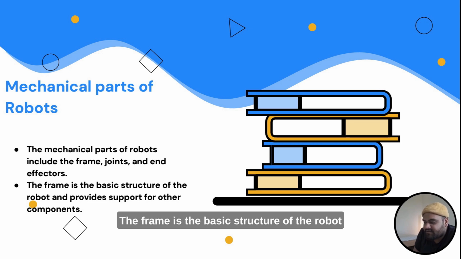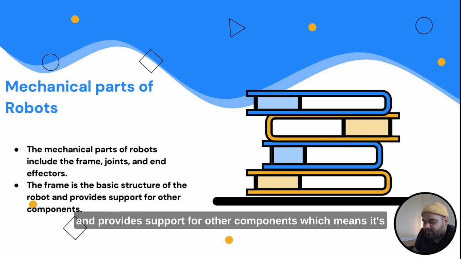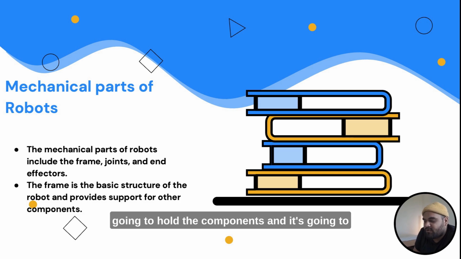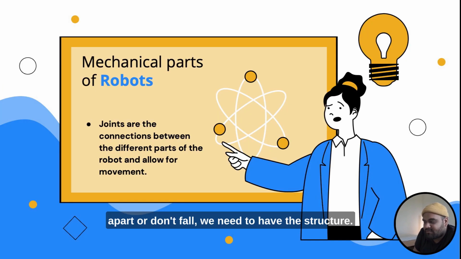The frame is the basic structure of the robot and provides support for other components, which means it's going to hold the components and make sure that the robot structure is intact, and it's going to support the other components as well. Just to make sure that other components don't fall apart, we need to have the structure.